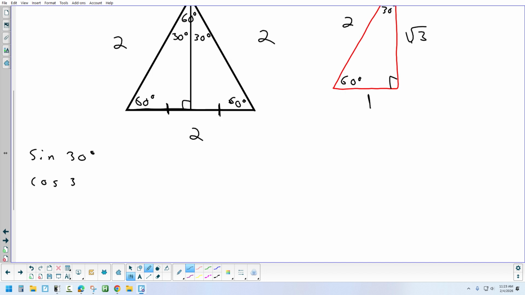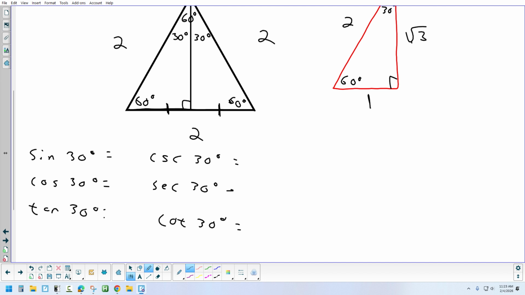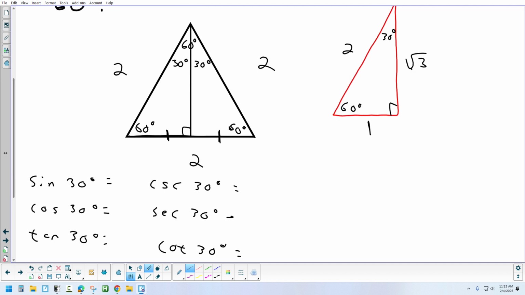Sine, cosine, tangent, cosecant, secant, and cotangent. Right. So the reference angle to start this problem is the 30. So pretend like you are standing there. What would be the sine of 30 degrees?